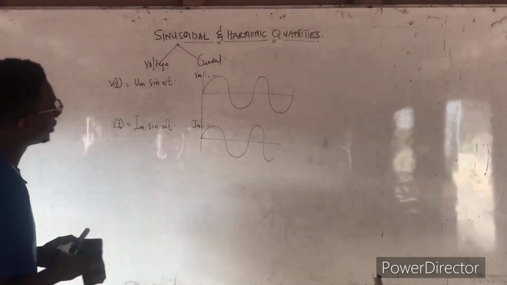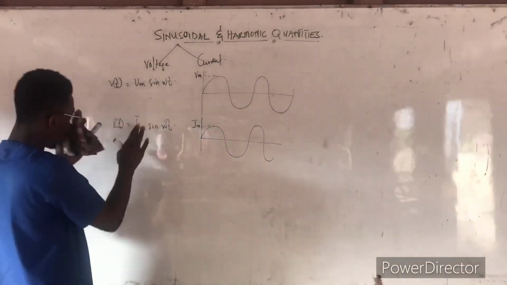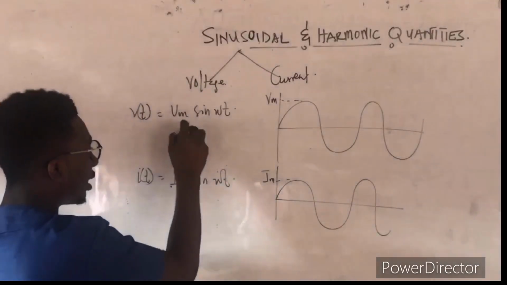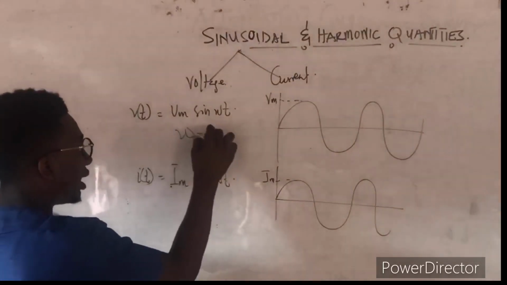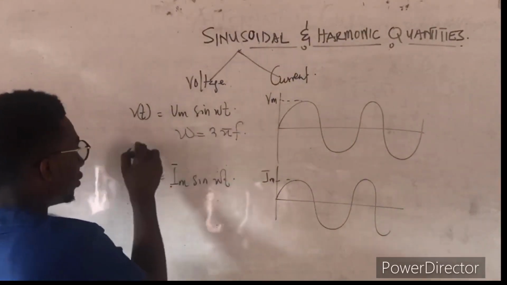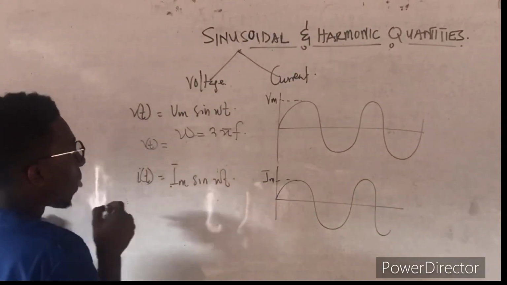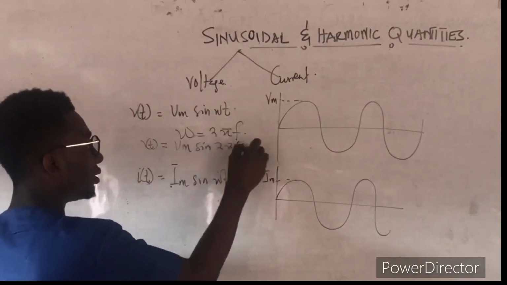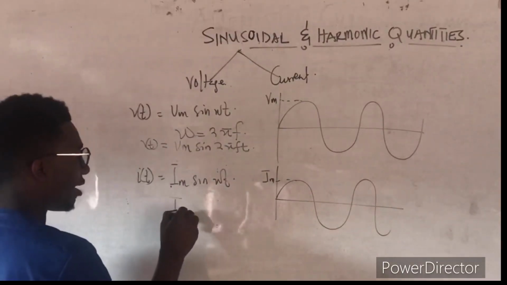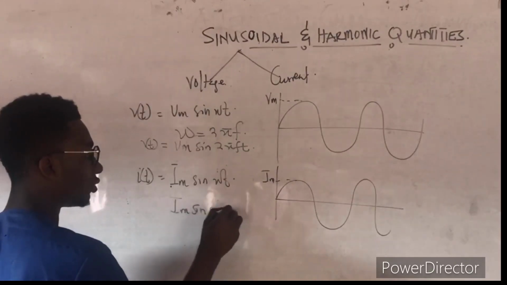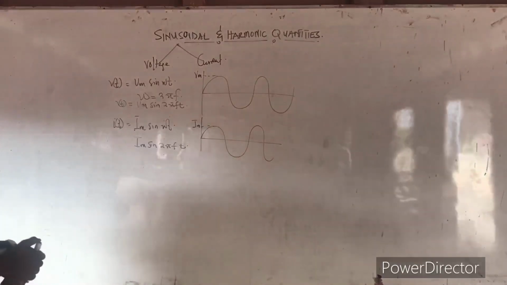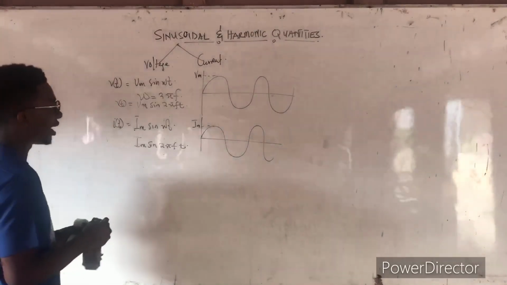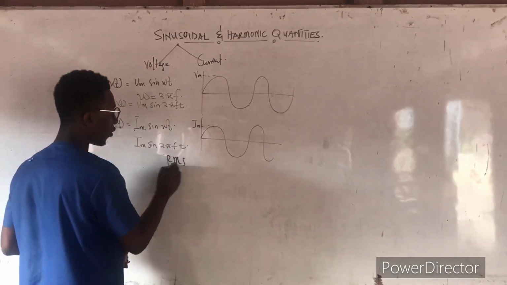So Vm is the peak voltage, and Im is the peak current. Omega is the angular frequency, and omega is simply equal to 2 pi f. Therefore, the voltage function can be Vm sine of 2 pi f t, or Im sine of 2 pi f t.